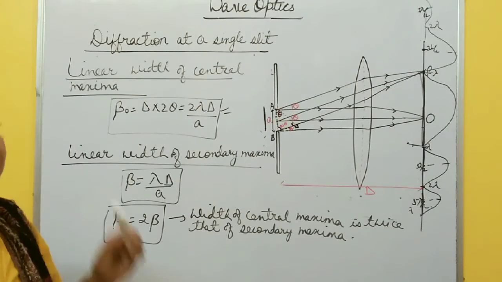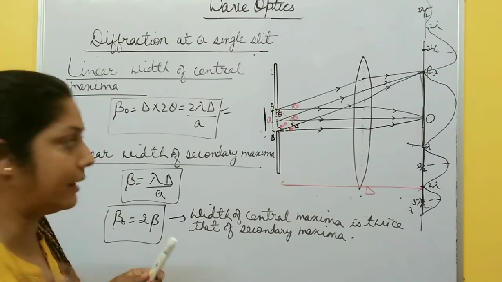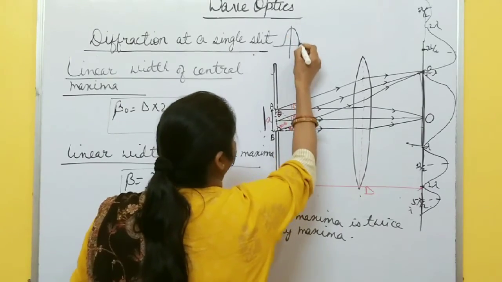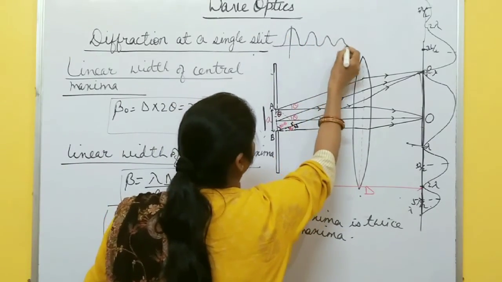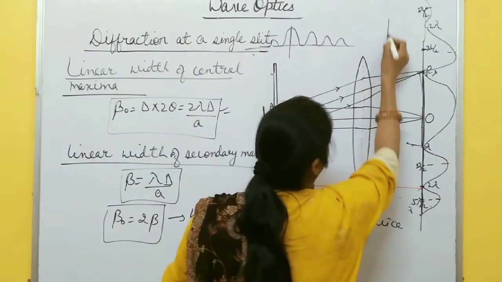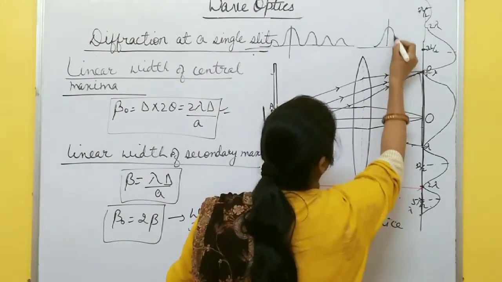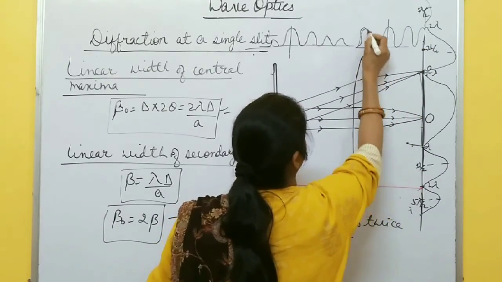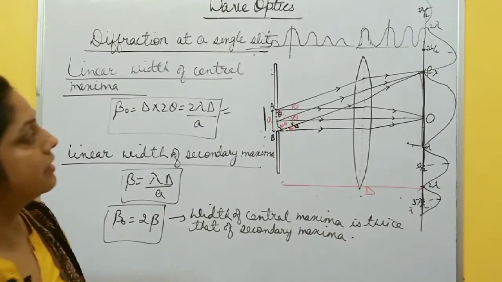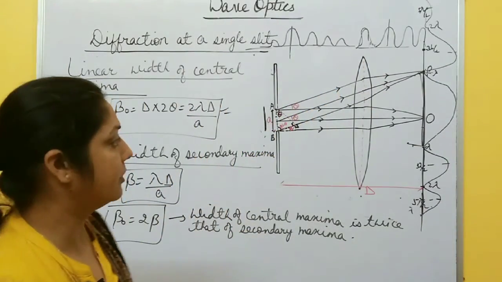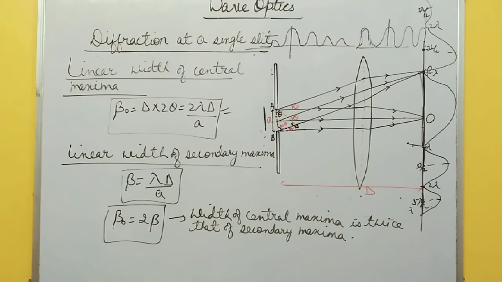Just remember the diffraction pattern and interference pattern. In the diffraction pattern there is a central maxima, then secondary maxima of decreasing intensity on both sides of the screen. And in the case of the interference pattern, all maxima are of the same intensity. So you must remember the graph of the intensity distribution pattern for interference and diffraction. Just take a screenshot of this.